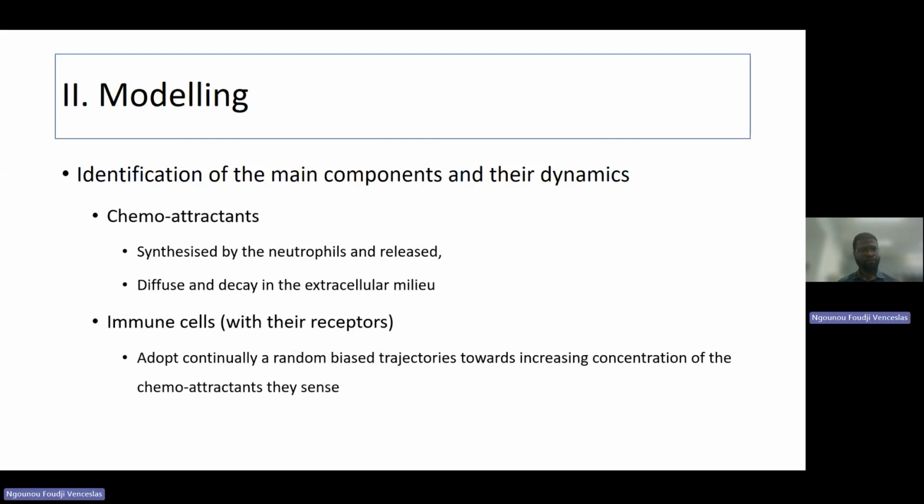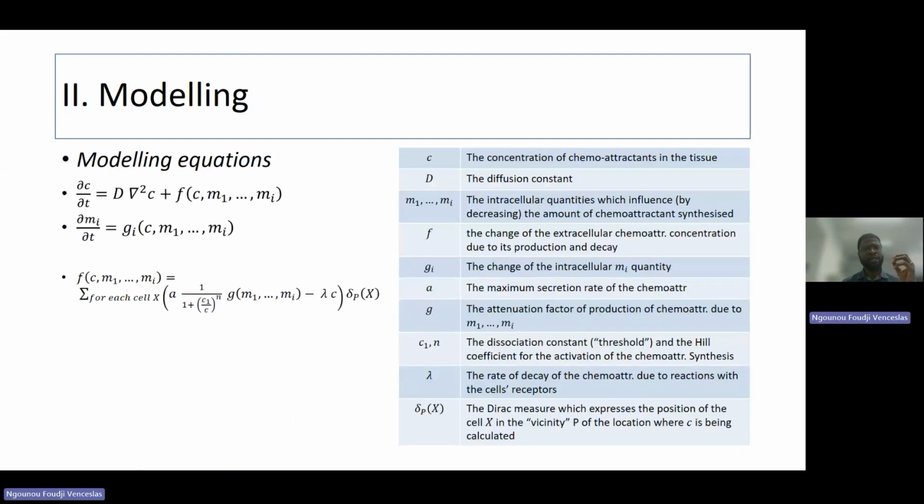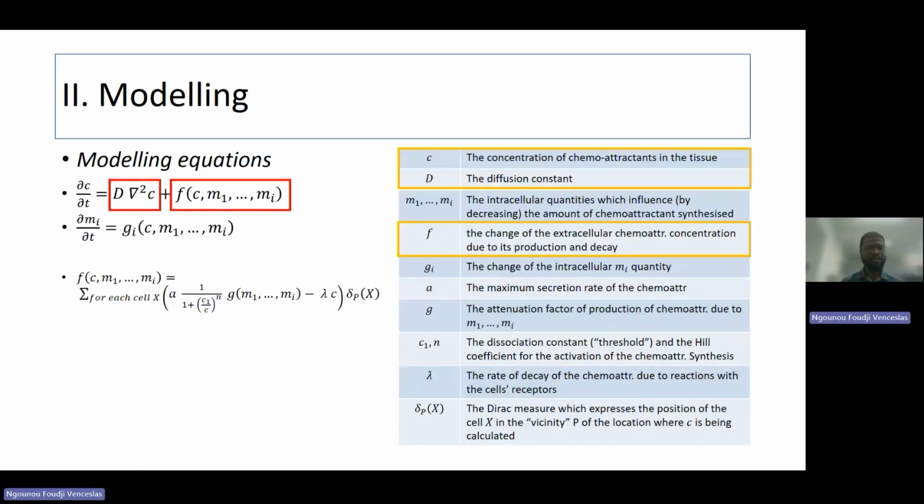The change of concentration of the chemoattractant can be assumed to have two origins. The first one is the diffusion in the tissue. And the second one, which is represented here by the function F, is the change due to the production and the decay of chemoattractants in the tissue.